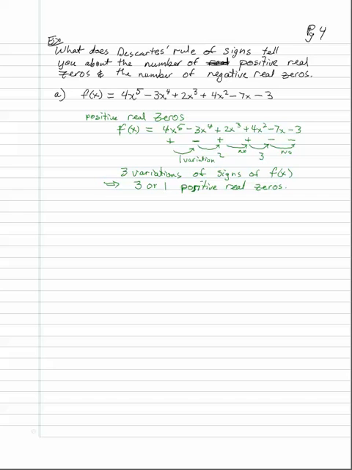Now for the negative real zeros, and again from the fundamental theorem of algebra, we know it has 5 zeros. Some could be real, some could be imaginary, but we know it's going to have 5 complex zeros. Now we're talking about real zeros.